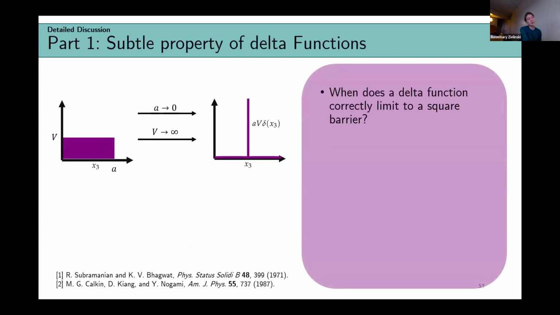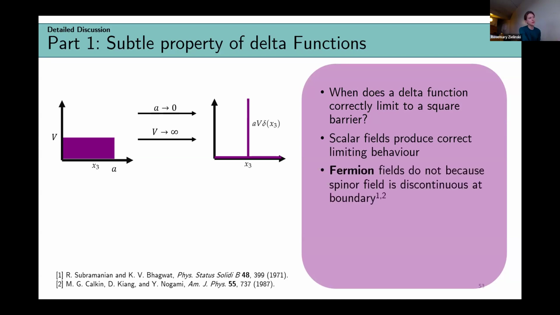So I've said that we can think about a delta function as a limit of a rectangular barrier, but it's not a silly question to ask: when does this actually correctly limit? And it turns out for scalar fields, the limiting behavior is correct, but for fermion fields, it's a little bit more difficult. Because the spinor field is discontinuous at the boundary, we find that the limit of a rectangular barrier cannot be naively taken to be a delta function. And this was something which was actually discovered in the 70s and the 80s.